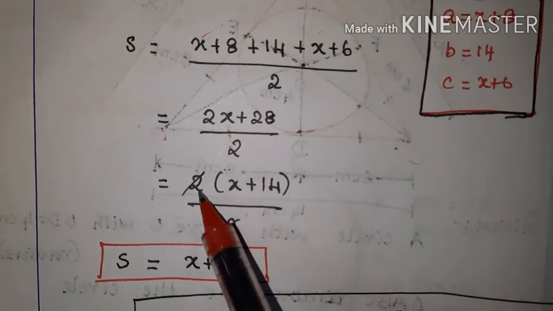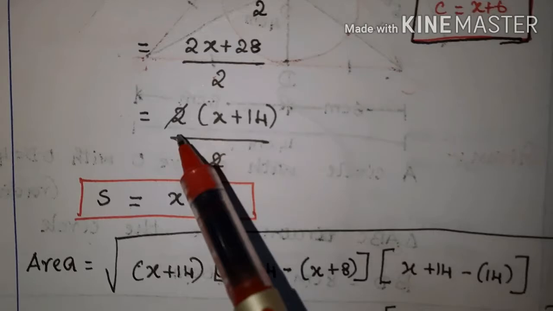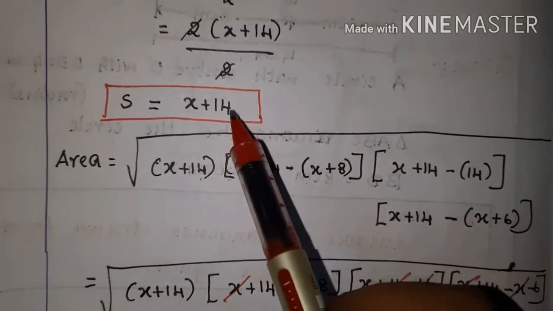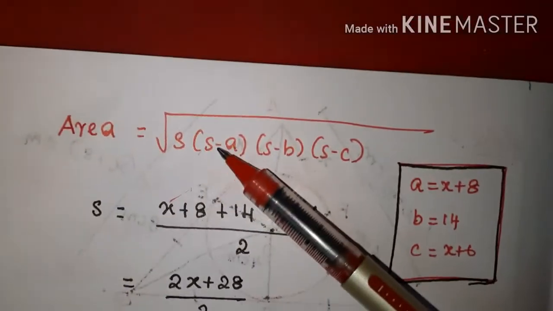Okay, so when you take the common 2 out, what is left? x plus 14 over 2. This 2 and 2 will get cancelled, so you get semi perimeter equal to x plus 14. Now coming to the area of a triangle, what is the formula? S into S minus A.